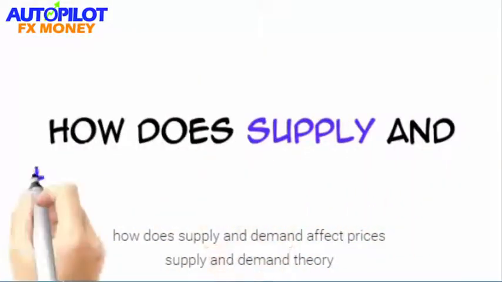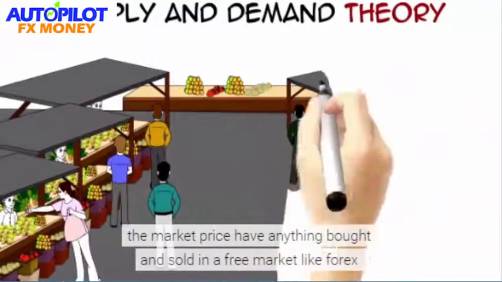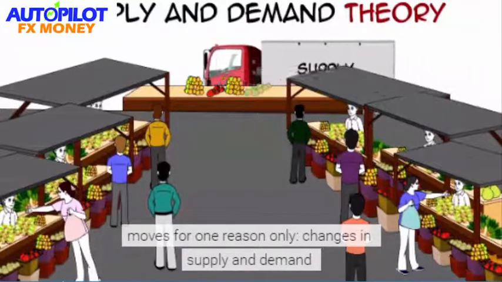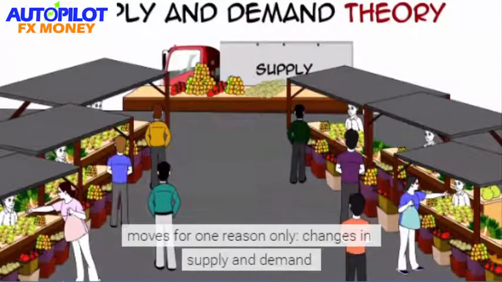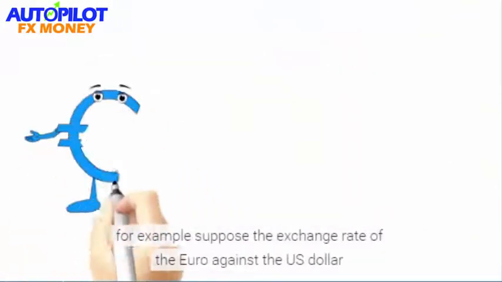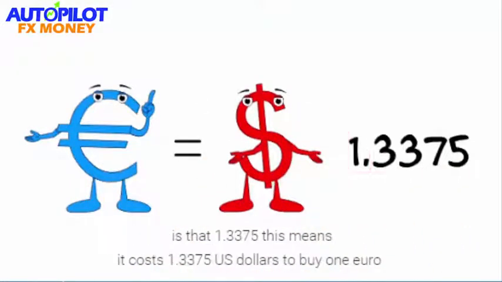How does supply and demand affect prices? Supply and demand theory. The market price of anything bought and sold in a free market like Forex moves for one reason only: changes in supply and demand. There is no other reason why the market price moves. For example, suppose the exchange rate of the euro against the US dollar is at 1.3375. This means it costs 1.3375 US dollars to buy 1 euro.